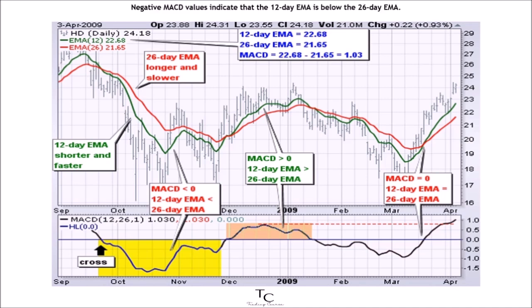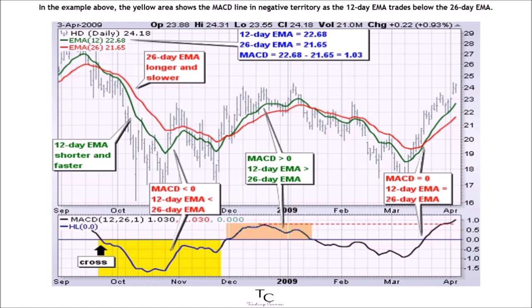Negative MACD values indicate that the 12-day EMA is below the 26-day EMA. Negative values increase as the shorter EMA diverges further below the longer EMA. This means downside momentum is increasing.